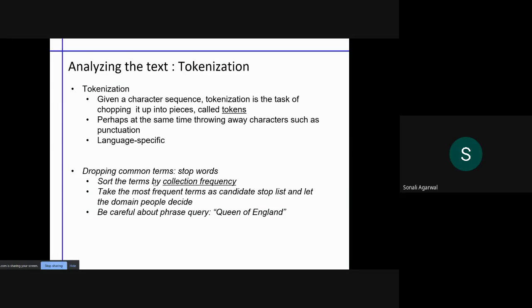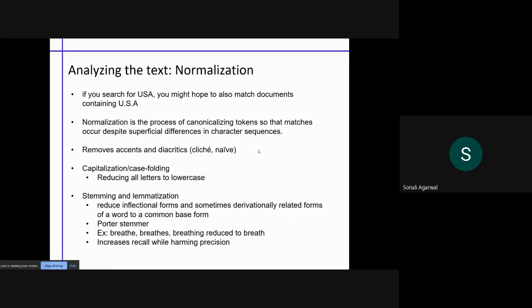Similarly, if we try to drop some of the common words, that is the stop words, that can also be helpful in terms of various steps. Like we can sort the terms with the help of collection frequency, and then accordingly we can identify the most frequent terms. So all these processes, you will realize, are simple tasks since they are very small, but they are many in number, and they are independent also.